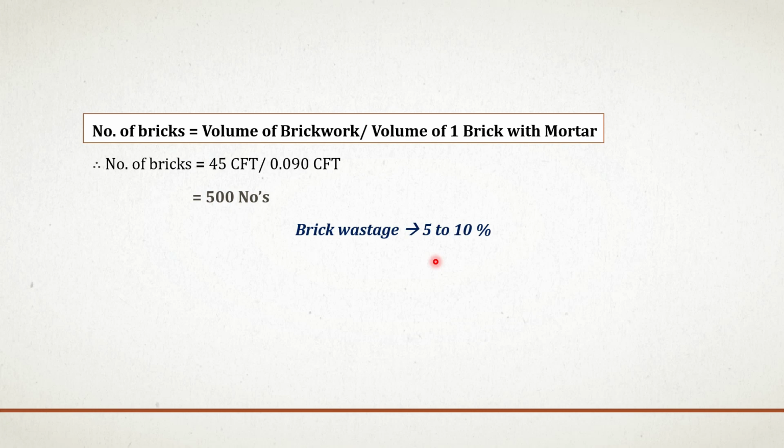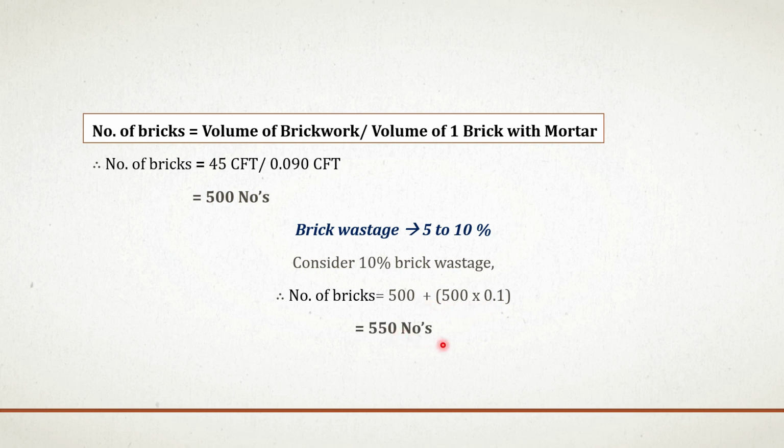In a construction site, there will be some brick wastage. It is generally 5 to 10%. In this case, I am considering 10% brick wastage. So number of bricks equals 500, which is total number of bricks, plus 10% of the 500, which equals 550. So you need 550 bricks to construct a wall of 10 foot long and 6 foot height, having the thickness of 9 inch.